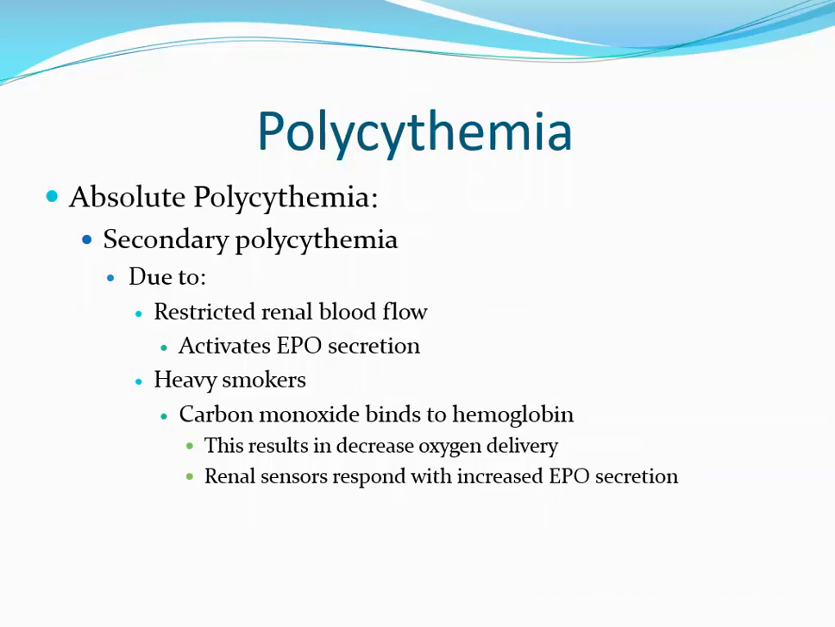And lastly, in heavy smokers, carbon monoxide binds to hemoglobin, and this will result in a decreased oxygen delivery to the tissues. This too will trigger the renal sensors, and they will respond by increasing the amount of erythropoietin. Carbon monoxide binds to the same site on hemoglobin that oxygen binds to. When carbon monoxide binds, it binds stronger and tighter, and this prevents the oxygen from being able to bind.